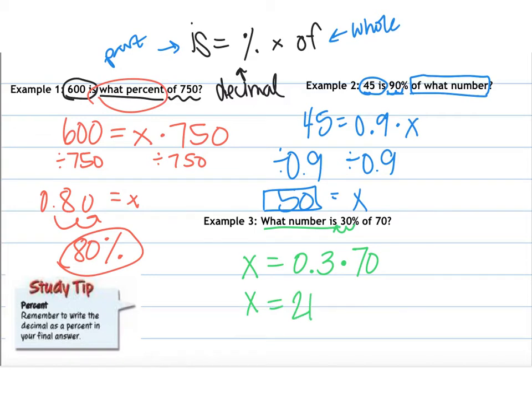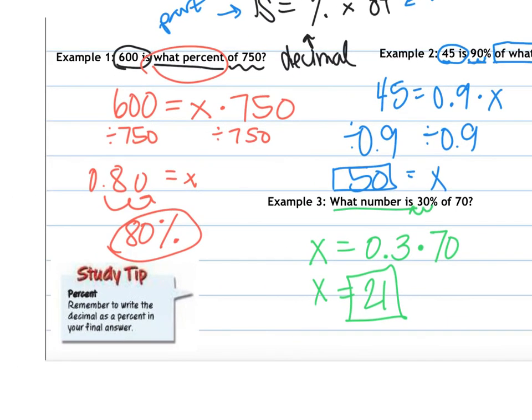Just like in our first video here where we were finding percent of a number, that's exactly what we just did. Okay. Study tip, again, remember to write the decimal as a percent in your final answer. So if it's asking you about finding the percent, you need to turn your decimal back into a percent.